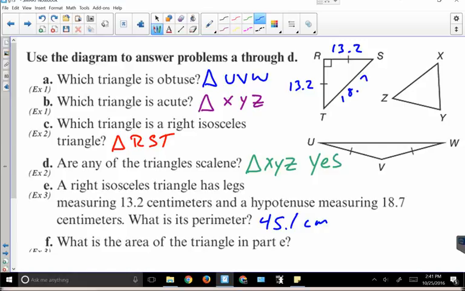So one of the things I'm going to tell you is when in doubt, draw it out. A picture is going to give you a better idea of what's going on in the problem. So, if I go and take that, and add them up, I get 45.1. There we go. So I'm going to give you a minute, and I want you to do problem F.